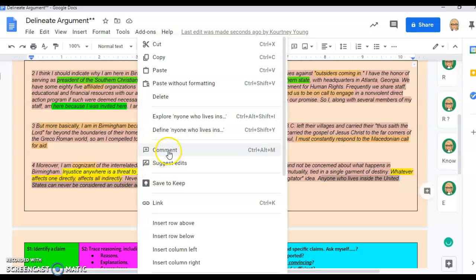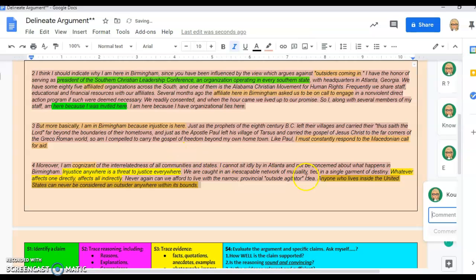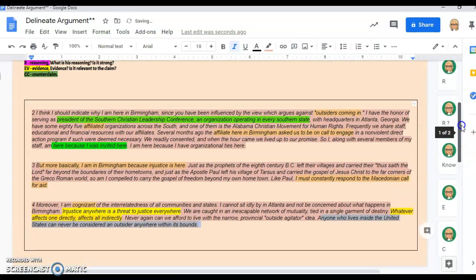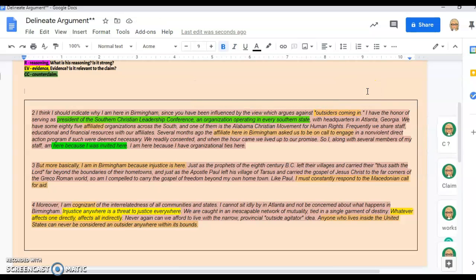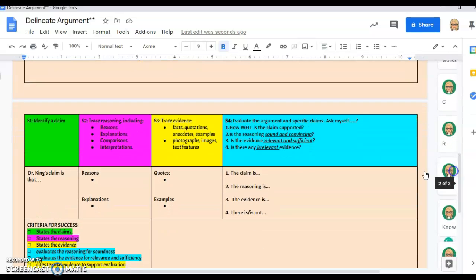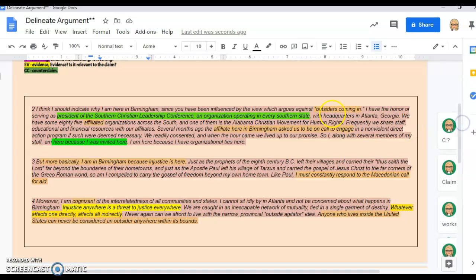Let's go ahead and put a C for claim, because I remember in paragraph 2 he talks about, yep, right here, outsiders coming in. All right, let's see here. So we can go down here and answer. So the claim is that he is not an outsider. Reasonings, he was invited. An explanation, well, why was he invited? Let's see here. He's invited here. He has organizational ties. Well, how do we know he has organizational ties?